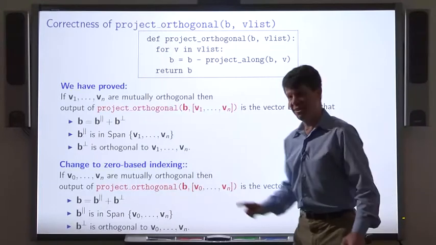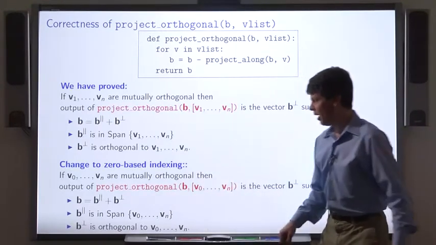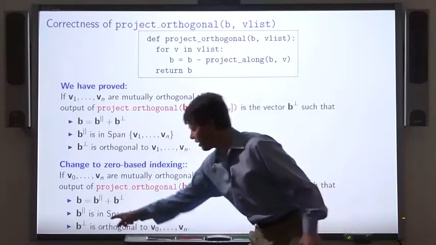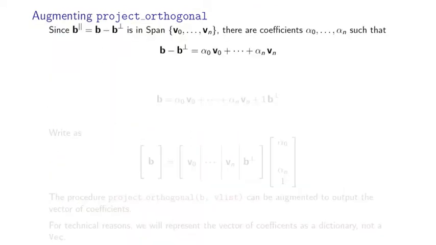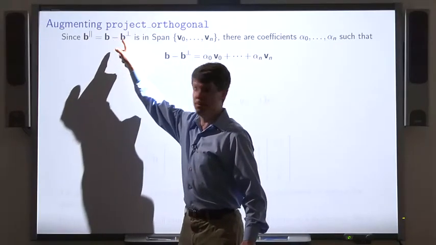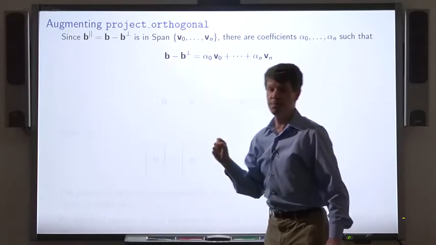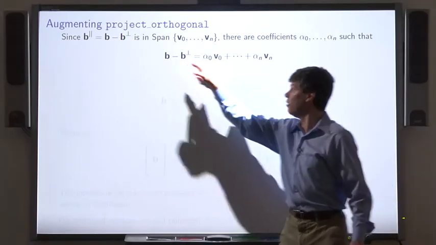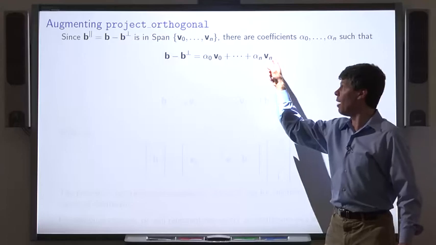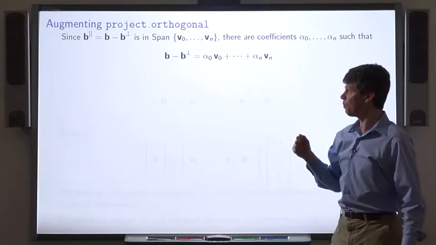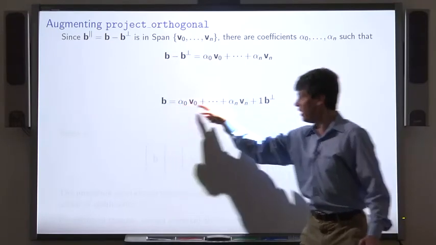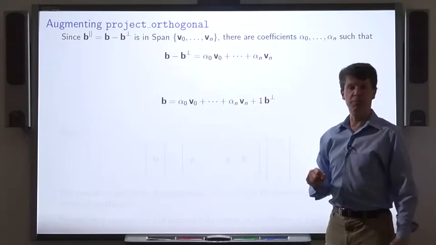So the list consists of the vectors v0 through vn, and b parallel is in the span of the vectors v0 through vn, and b perpendicular is orthogonal to v0 through vn. We're going to need a procedure that gives us a little bit more information. Since b parallel, which is b minus b perpendicular, is in the span of v0 through vn, there exist coefficients alpha 0 through alpha n such that b minus b perpendicular equals the corresponding linear combination, alpha 0 times v0 and so on. We can move b perpendicular to the other side, so we get this. B equals this linear combination plus 1 times the vector b perpendicular.